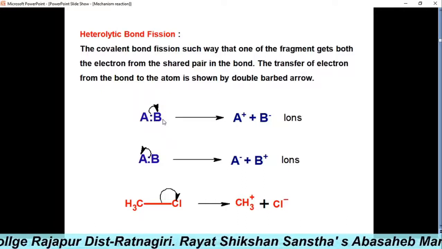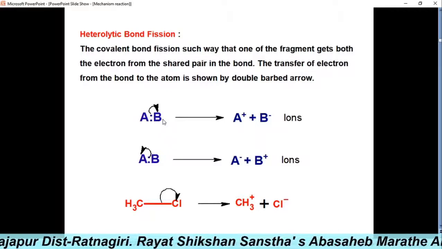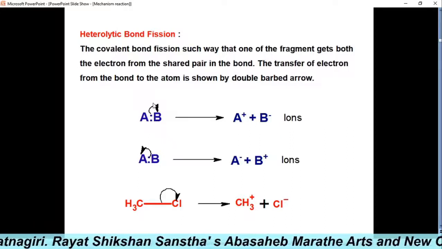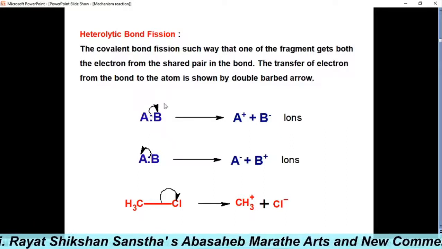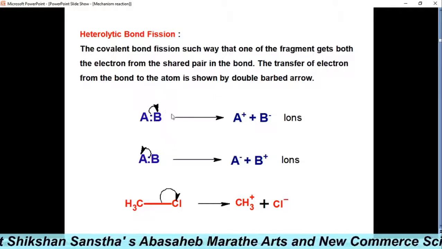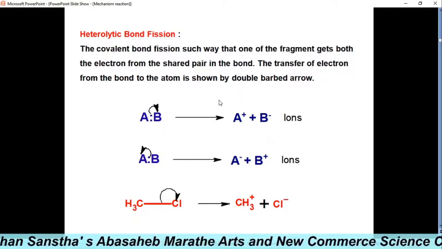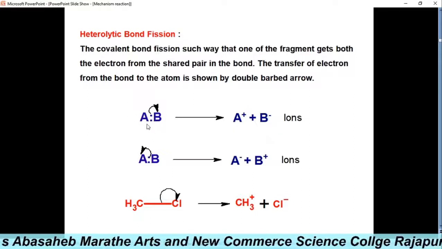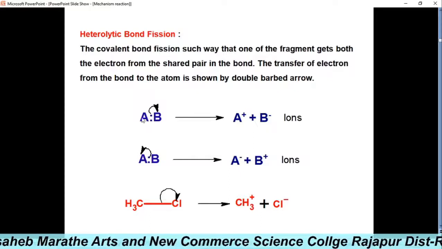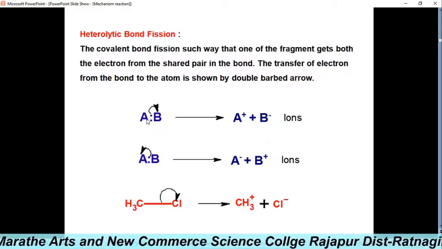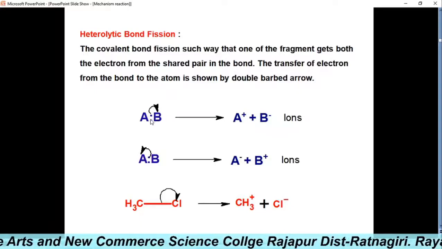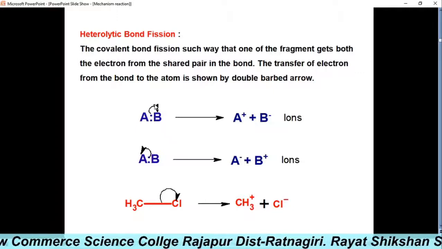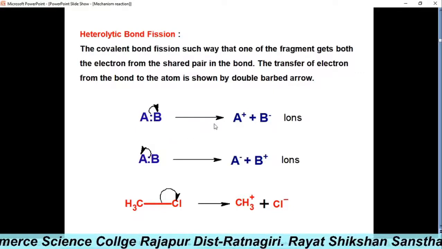In the last slide we saw homolytic bond fission, where the fish hook arrow is used in free radical type mechanisms. In this heterolytic fission, the double barbed arrow is used. See this example AB. The bond between these two atoms is a covalent bond. It breaks in such a way that both electrons go to the B atom.